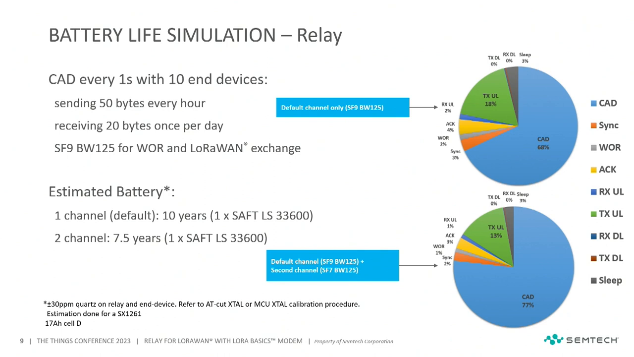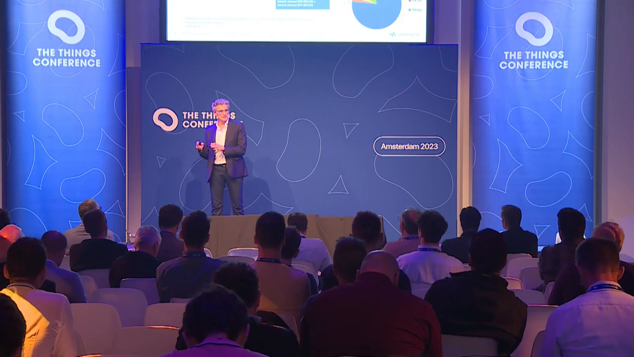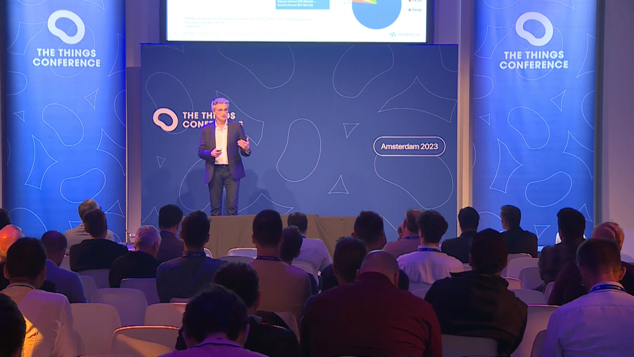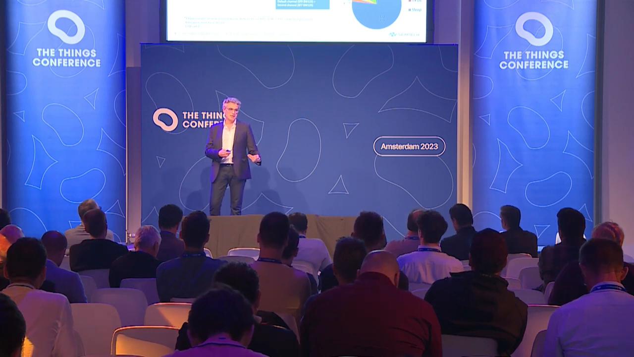from the network server. The takeaway here is that the majority of the power of the relay is burned during the CAD activity. We are talking about 70-80% of the power consumption, and only about 15-20% is needed by the TX. So this tells you that if you are constrained by power consumption, then you have to size and optimize to the use case the CAD activity periodicity and also the spreading factor that you could eventually use for an additional channel. Okay.